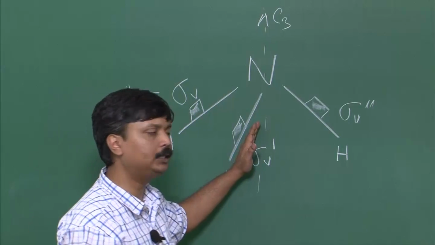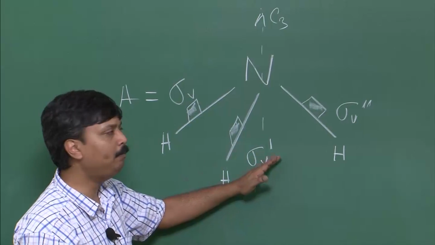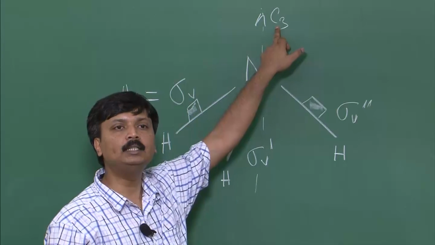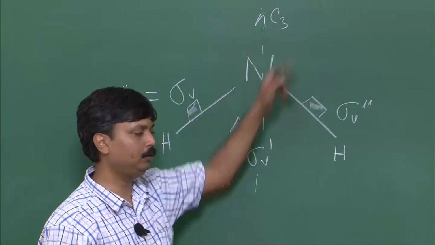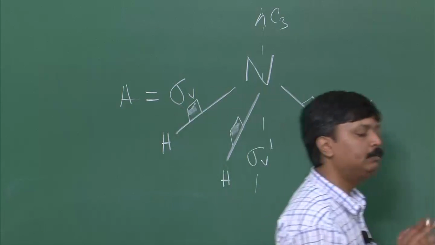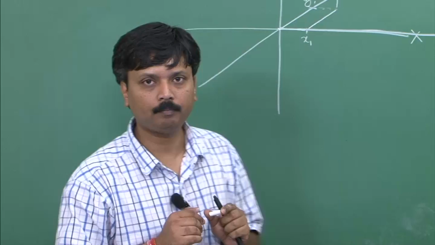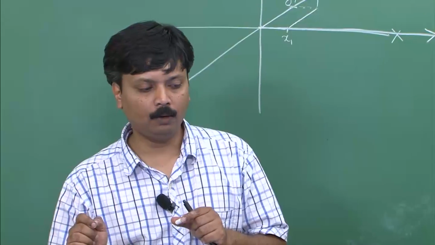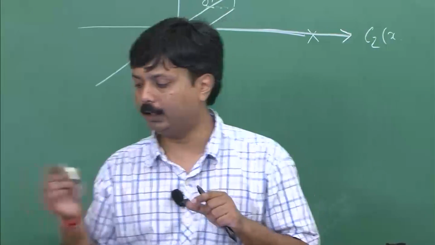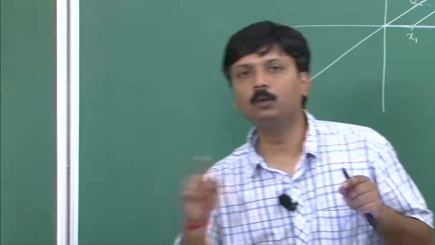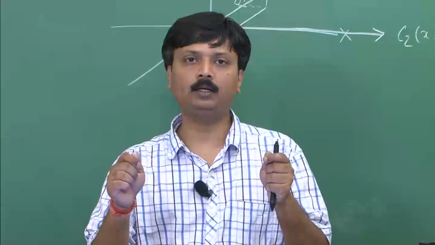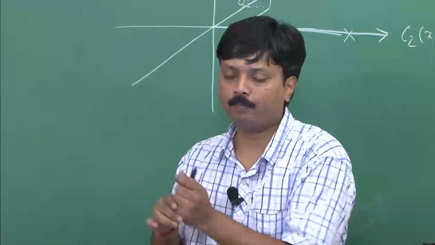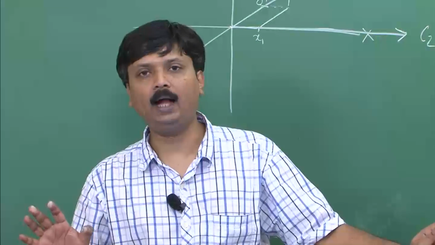Similarly, I can have an operation which can take sigma V prime to sigma V, and that will be C3 inverse. What is C3 inverse? C3 inverse is C3 square. So, this sigma V and sigma V prime are called equivalent symmetry operations. Now, this has certain consequences: all the atoms in a molecule which can be transformed into each other through equivalent operations, the way I showed, those atoms will be equivalent atoms.